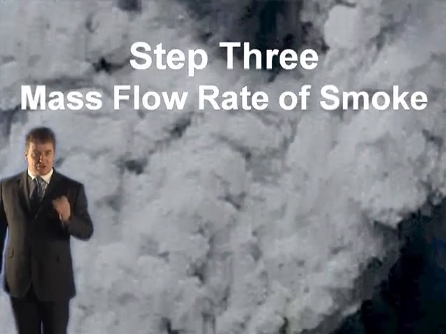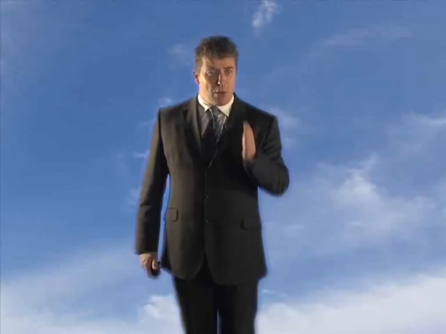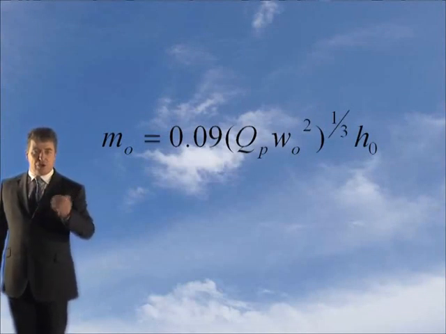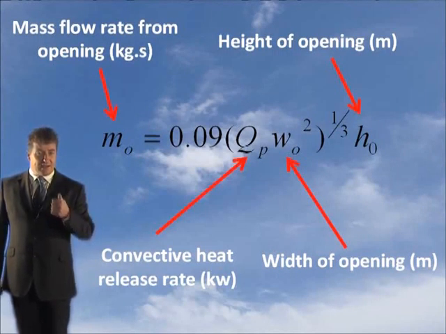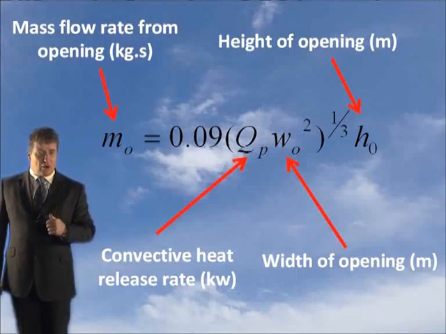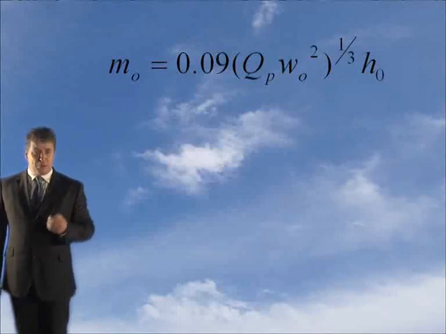So now we know the design fire size, let's move on to step 3, which is working out the mass flow rate of smoke. Now, determine the mass flow rate of smoke. There are 3 models available, and in this case we're going to use this model here. As you can see, this is a fairly simple model with only 3 variables. You've got your QP, your convective heat output, you've got your HO, your height of your opening, and you've got your WO, your width of your opening. This model is presented by the Technical Memorandum 19/1995, issued by the Chartered Institute of Building Surveyors, Service Engineers, and PD 7974 Part 2.